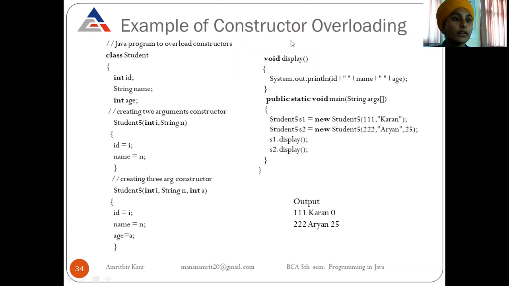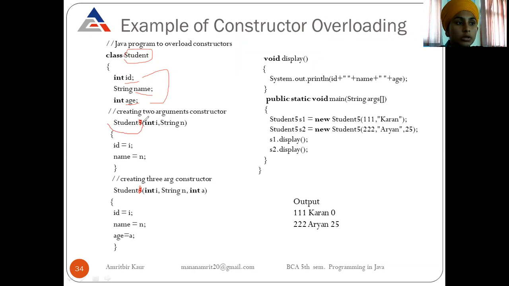Here we have an example. Firstly, we create a class Student. It has three fields: ID of integer type, name of string type, and age of integer type. Then we create a constructor. There will be no 5 here; it was written by mistake, so kindly ignore it.